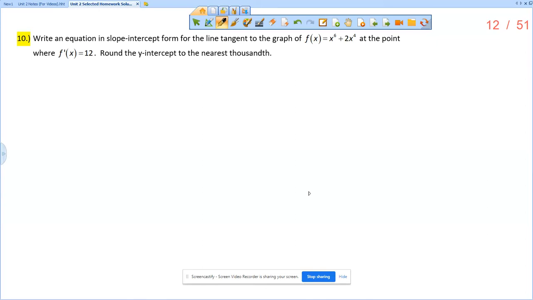This is the solution video for section 2.2, problem number 10. It says write an equation in slope-intercept form for the line tangent to the graph of f of x equals x to the sixth plus 2x to the fourth at the point where f prime of x equals 12. Round the y-intercept to the nearest thousandth.